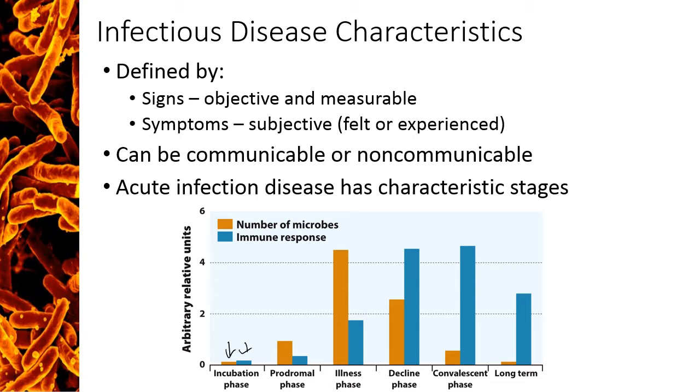The next phase is the prodromal. You'll notice that your microbes have started to increase in number, so they're replicating and dividing within the body. But our level of immune response is still pretty low. So at this point, the microbes are getting in there and growing. They've gotten past some of those first line innate systems, but we haven't started to mount a good immune response yet.